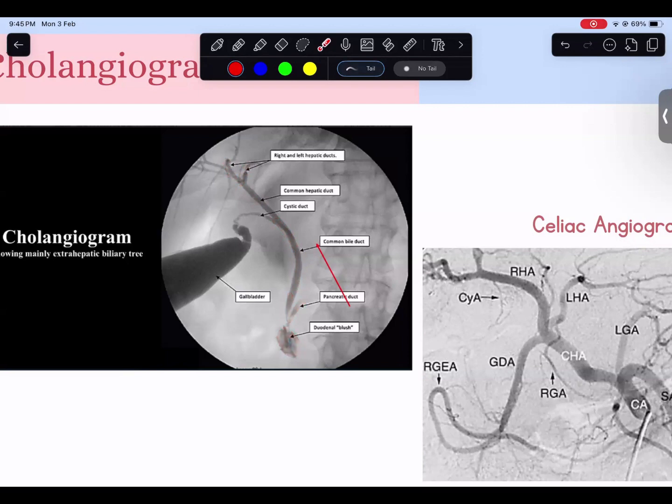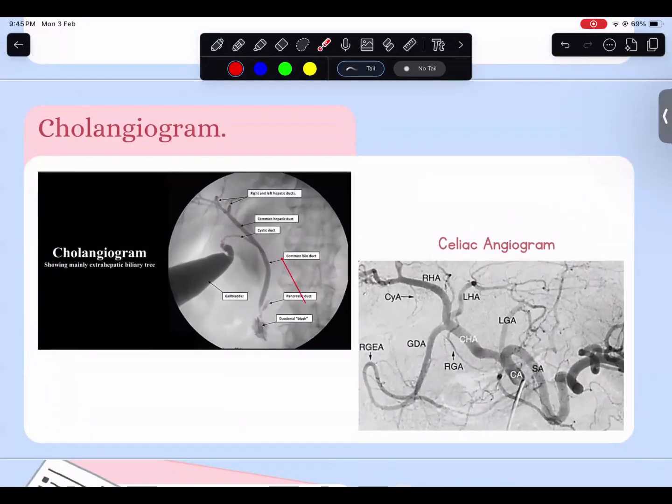That's pretty much it. If they ask about anything, they're probably going to ask about the cystic duct and the common hepatic duct together forming the common bile duct. So it's going to be like, A, B, and C. What do A and B join together to make? And what's B? Something like that.